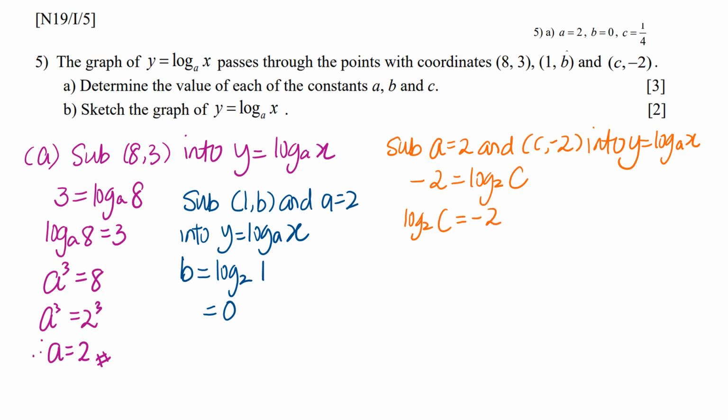Convert it to index form again. So for these questions, that's why in the beginning when you learn logarithmic functions, you must know how to convert from log to index and index to log. That's the most basic thing. You have to know that first, okay? Right, so converting into index form with base 2, 2 to the power negative 2 equals c. So 2 to the power negative 2 is 1 over 2 squared. That gives you 1/4. Okay, very good.